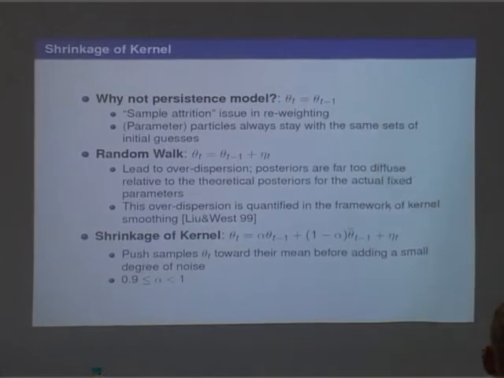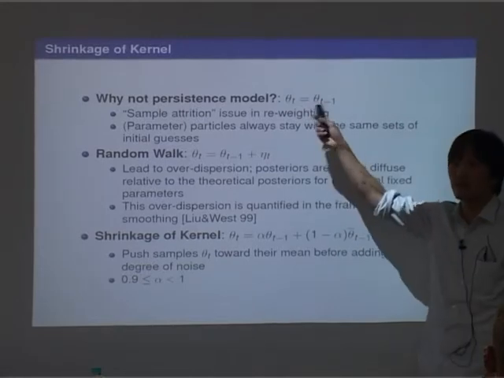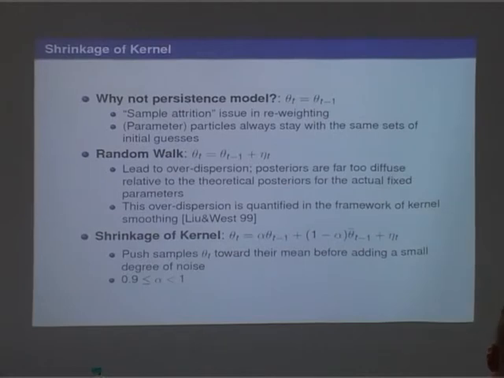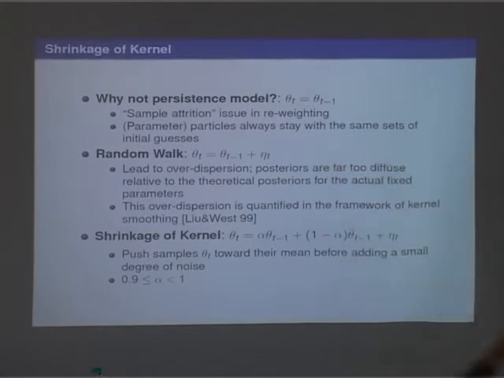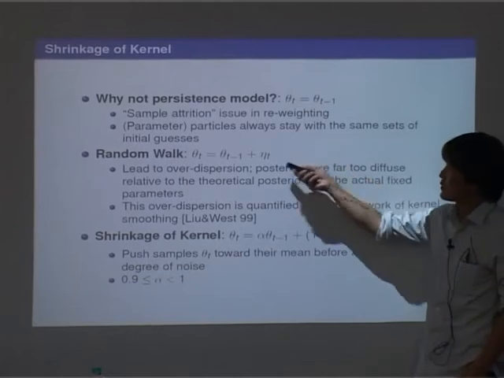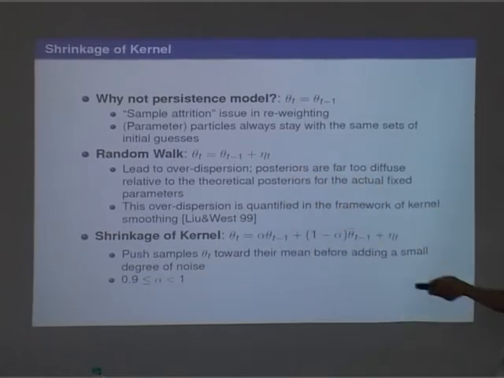As Dan was trying to point out, if we use particle filtering to do the parameter estimation, this is a problem. You can end up with what is called the sample attrition issue, because the parameter particles always stay with the same set as our initial case. They don't move at all. They don't explore the space at all. So we could try to add an artificial random walk. However, this was proved in this paper, Liu and West, to cause over dispersion over time, which can be considered a loss of information.